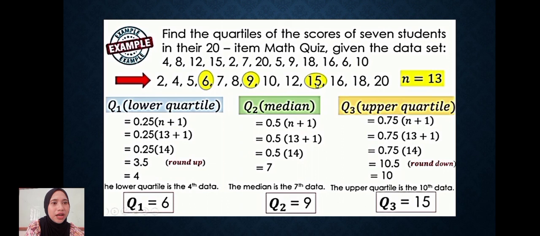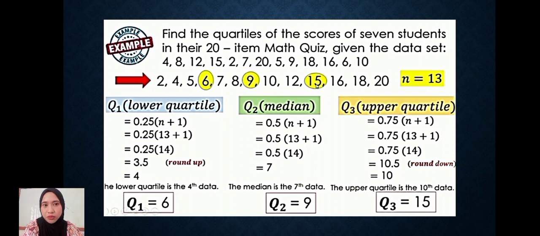So next we have the Q3, or what we call the upper quartile. The Q1 is the lower quartile and the Q3 is our upper quartile. So 0.75 is the formula of our upper quartile. 0.75 multiplied by the quantity n plus 1. So 0.75 multiplied by 14, we have 10.5. Always remember, pag Q3, it falls halfway between the integers 10 and 11, that is 10.5. Diba? Halfway niya. Always remember to round down.